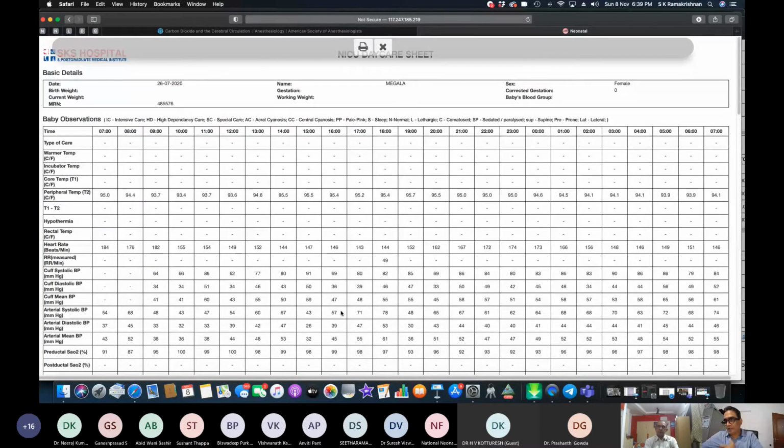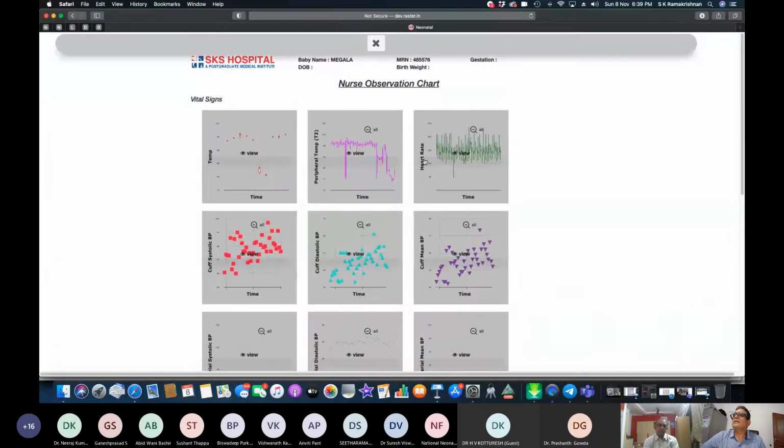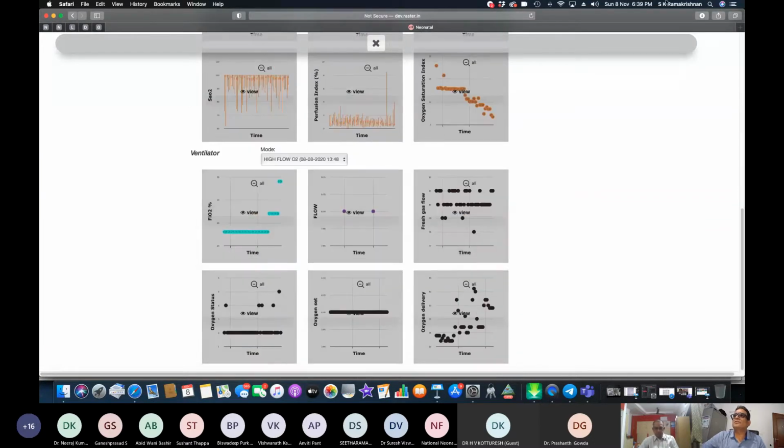Instead of writing everything, everything comes automatically, and this comes as numerical data. But you can also make this appear in the form of a chart or a bar diagram or a dot diagram, whatever it is. As long as you get the data, you can present it in n number of ways. So this is how we capture the data, and the nurses have access. And not only this, you also get it in the form of graphs. You can see that heart rate, blood pressure, all those graphical representations are also possible.